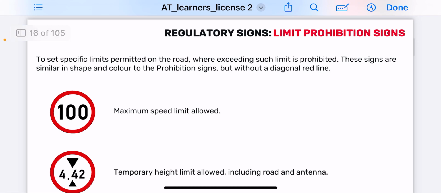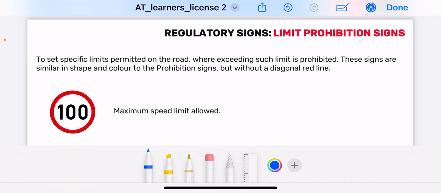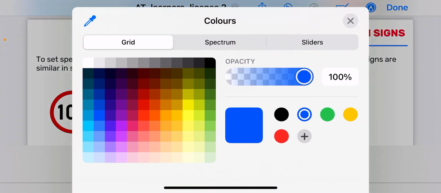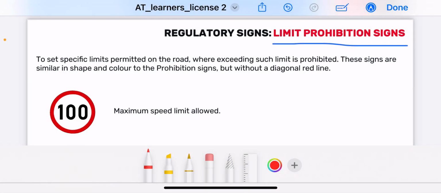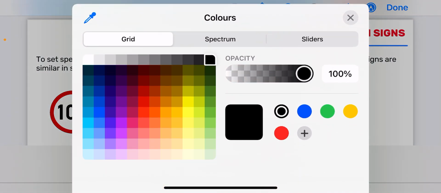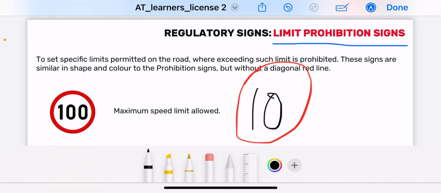So when we were doing prohibition signs, we did not cover the limit prohibition signs. But it's very easy. It's probably also just going to take us maybe a minute. So prohibition circled with red. Once they write 100 and it's in the prohibition sign, that means it's the speed limit. You must not exceed the speed indicated.